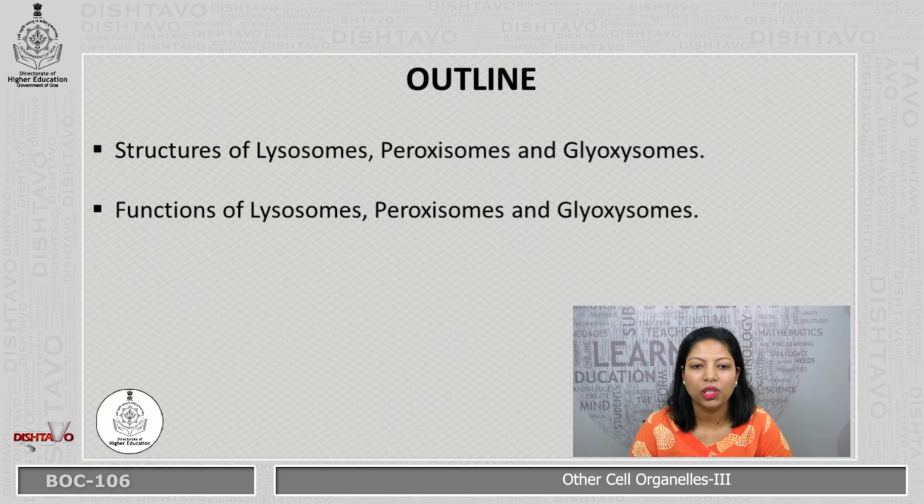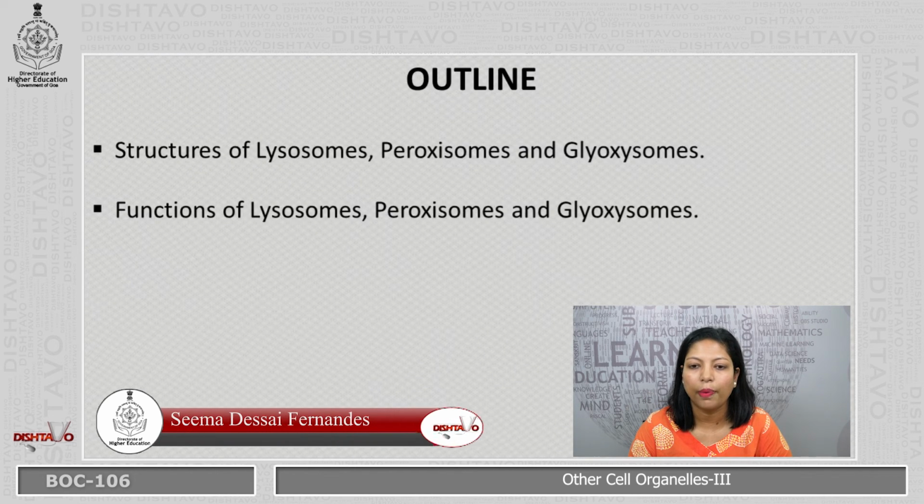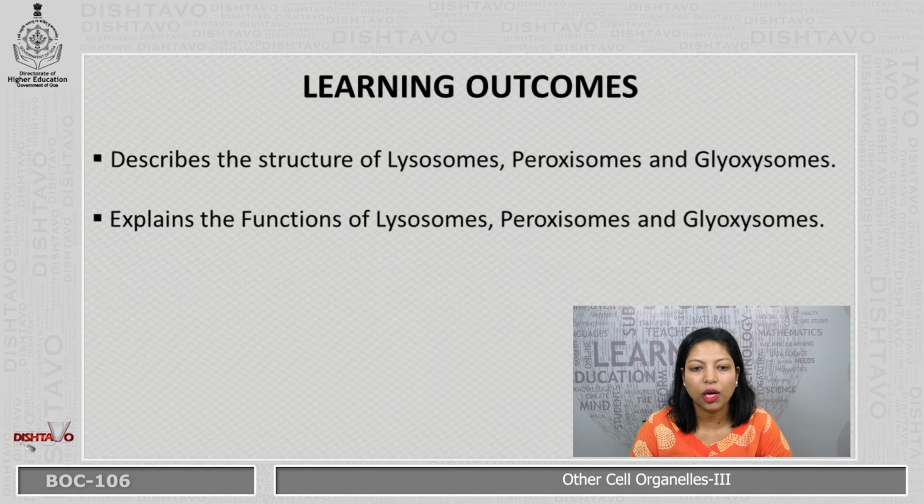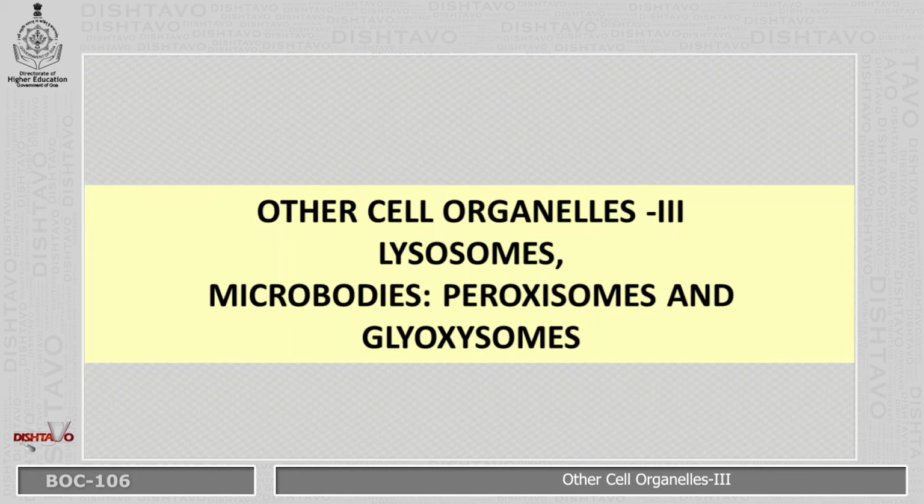Outline of this course: structures of lysosomes, peroxisomes and glyoxysomes, functions of lysosomes, peroxisomes and glyoxysomes. Learning outcomes: describes the structure of lysosomes, peroxisomes and glyoxysomes, explains the function of lysosomes, peroxisomes and glyoxysomes. Let us see the other cell organelles 3: lysosomes, microbodies, peroxisomes and glyoxysomes.